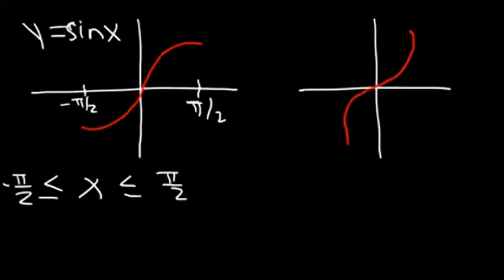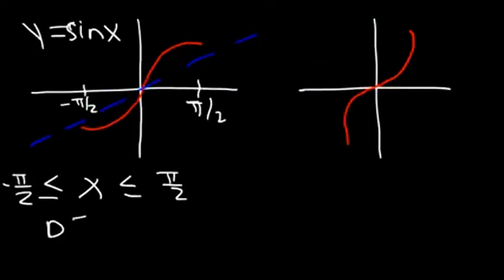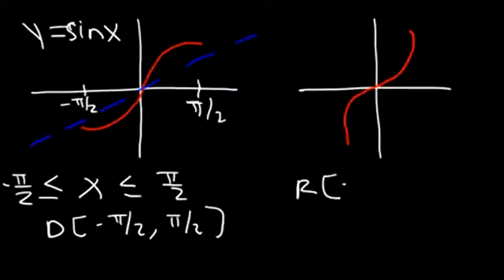So if you were to draw the line y equals x, which is this line here, all you need to do is draw the reflection around that line. Now my drawing's not perfect, but this is how the inverse sine function looks. The domain of the restricted sine function is from negative pi over 2 to pi over 2. For the inverse function, the domain is the same as the range. So the range is now from negative pi over 2 to pi over 2.